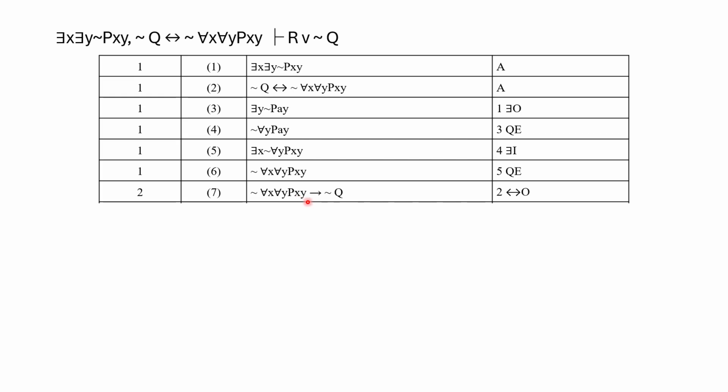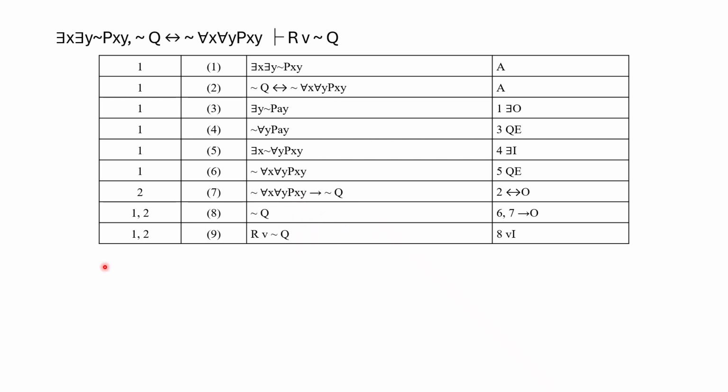We've got the left side of that conditional statement, so we can get tilde q here in line 8 from 6 and 7 arrow out, and then we got tilde q, so we just have to wedge in the r, and that's it. So this is really complicated because you have all these different steps from 3 to 6 to build the antecedent for that conditional statement, but hopefully you can see how the different rules are getting applied in each case.